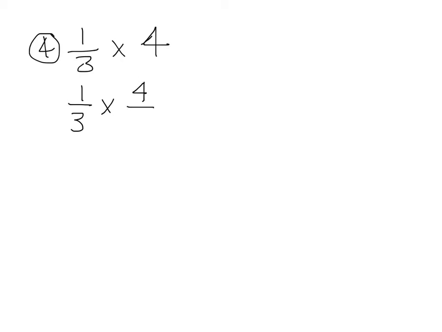Take a look at number 4. So number 4, we have the problem 1/3 times 4. So I have 4 wholes, and I want 1/3 of each whole. So what I would do is I would rewrite this problem as 1/3 times 4 over 1. I'm changing my whole number into a fraction, okay? Why would I want to change my whole number into a fraction?